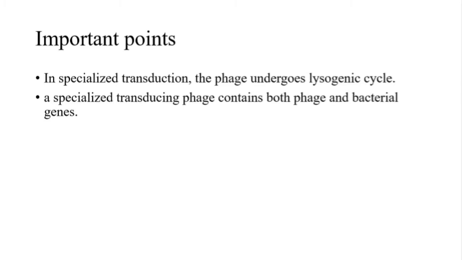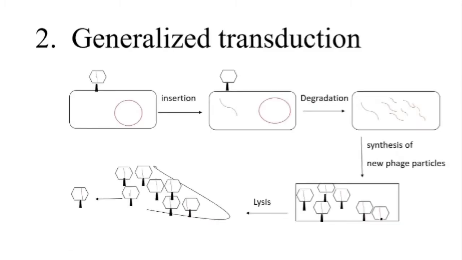Okay. Now next is generalized transduction. In generalized transduction, the bacteriophage undergoes the lytic cycle. So as in a lytic cycle, when a bacteriophage infects the bacterial cell, it injects its DNA, that is viral DNA, into the host cell. Now this viral DNA synthesizes some protein which degrades the bacterial genome. This degradation allows the phage to take control over the cellular machinery of the bacteria. It starts synthesizing new phage particles.